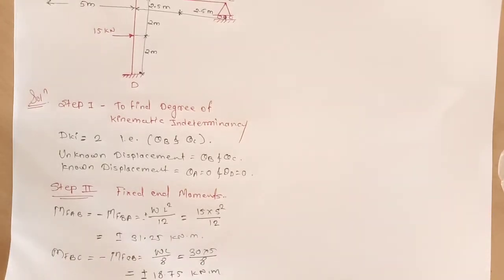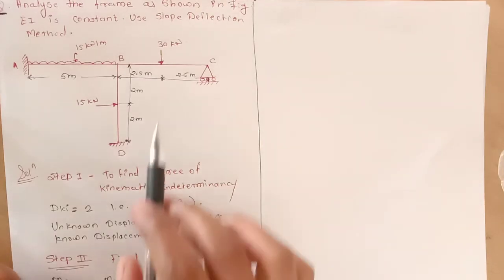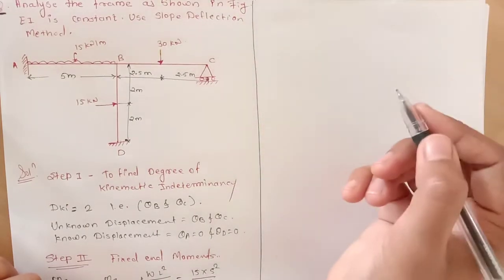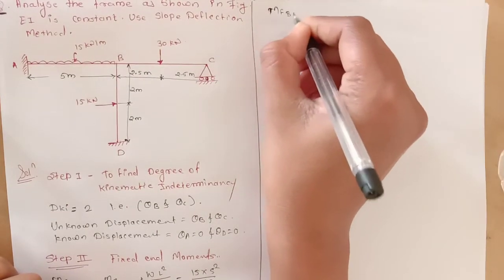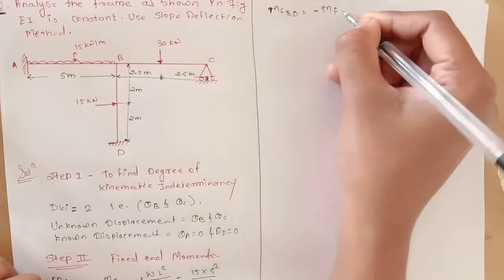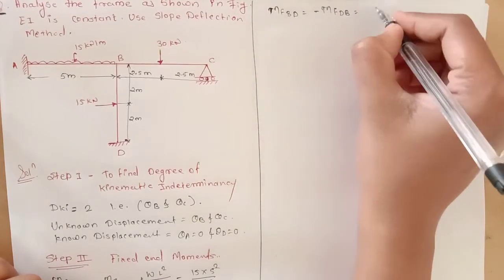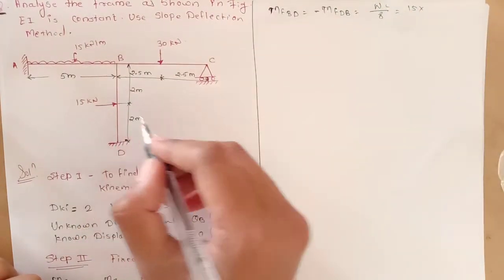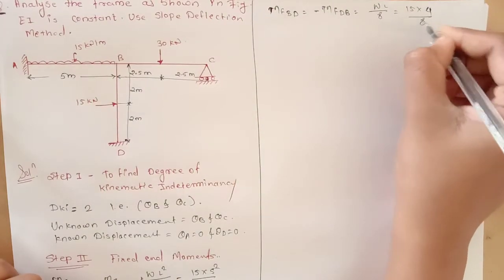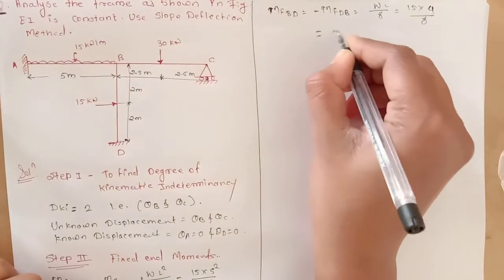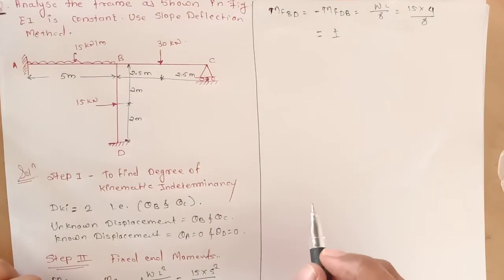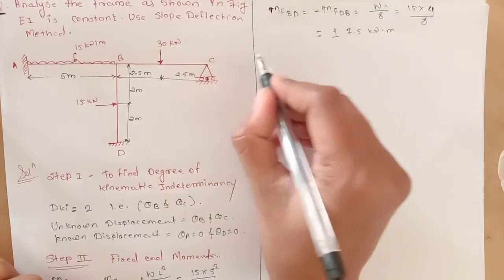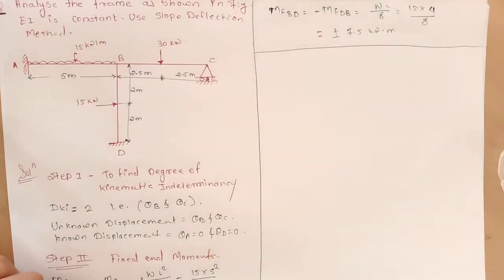Then next, the last member, BD member. Over this BD member, a 15 kilonewton point load is acting. So fixed end moment for member BD is equal to minus fixed end moment for member DB. The formula is WL by 8. So here 15 multiplied by the length, 2 plus 2 is nothing but 4, divided by 8. So the answer is 15 multiplied by 4 divided by 8, which is nothing but 7.5 kilonewton meter. Okay, these are our fixed end moments.